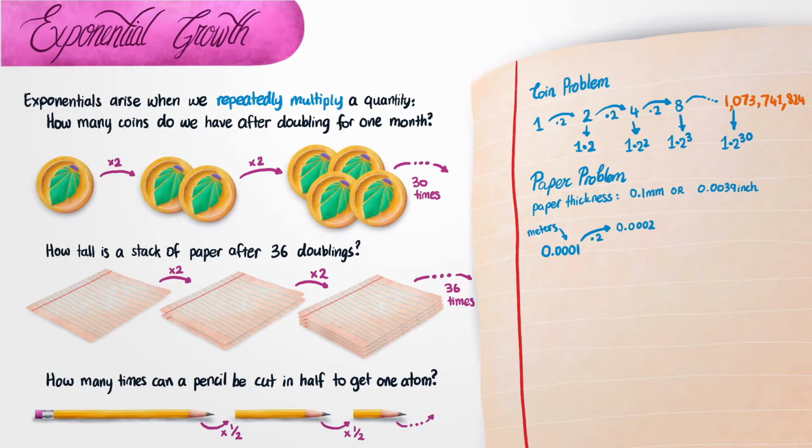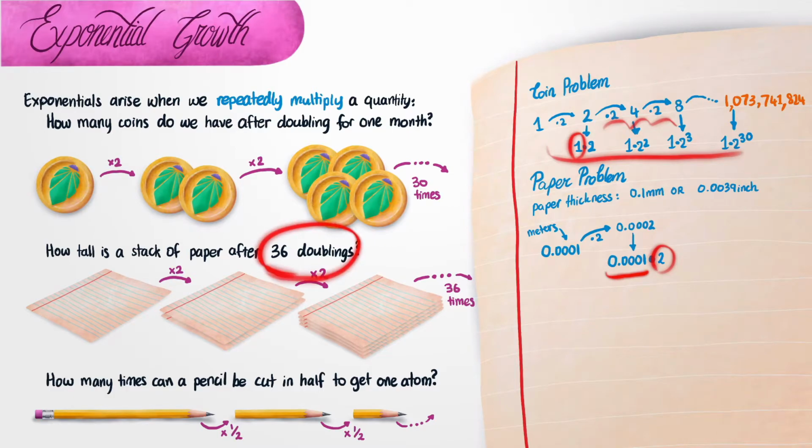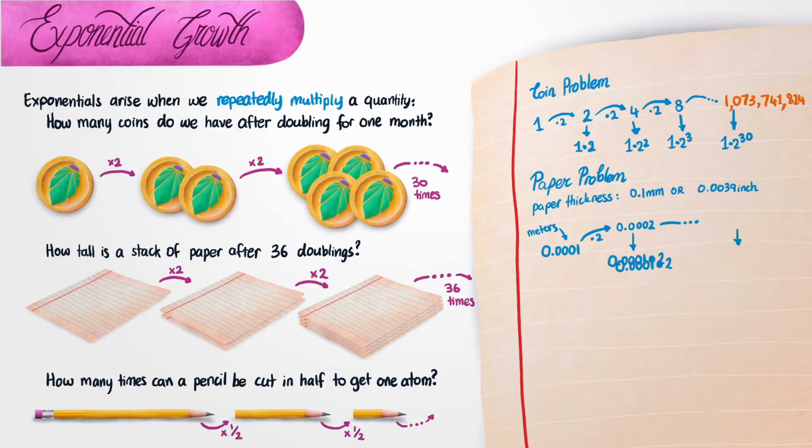But as we already saw, we can just rewrite this as 0.0001 meters times 2. Now, following the same pattern that we had up here, the only difference is that instead of starting with 1, we're starting with 0.0001. So if we keep doubling, we're just going to have to keep multiplying by 2. So to work out how much we have after 36 doublings, we just multiply 0.0001 by 2 to the power of 36. And now, just like before, we can figure out the value of this by putting it into a calculator.